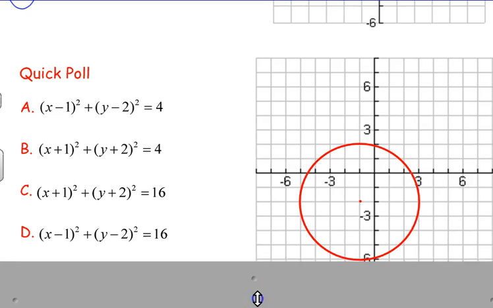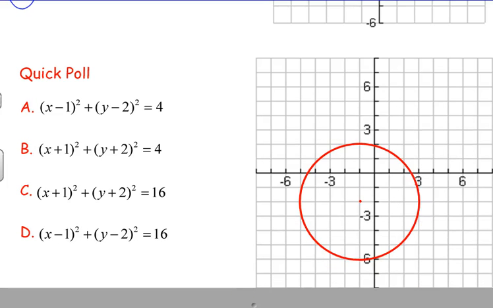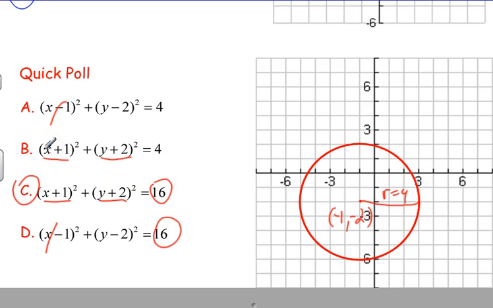Just one last practice problem. It's a really quick lesson. So let's hit pause and try this one on your own. If you did this one, it'd be negative 1, comma negative 2. So x minus negative 1 is x plus 1, so it's not one of those. Y minus negative 2 would be y plus 2, it's one of those. And then the radius looks like it's 1, 2, 3, 4, so r equals 4. So r squared would equal 16, it's one of those, so it's got to be C. And that's your lesson on graphing circles.